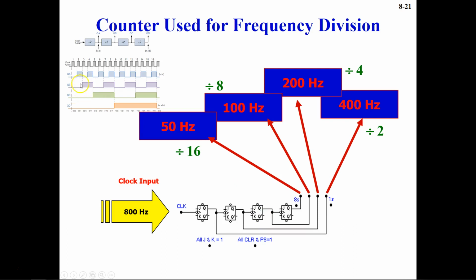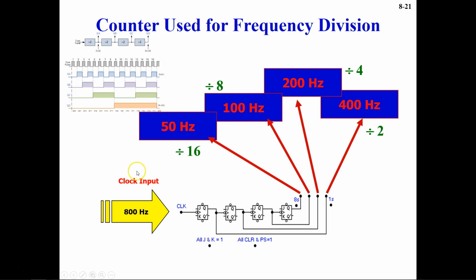So in this one we have 400 hertz, in the next one we are going to have 200 hertz, and then further 100 hertz, and from 100 hertz this is going to be 50 hertz. And you can see how the frequency has reduced from 800 hertz to 50 hertz.